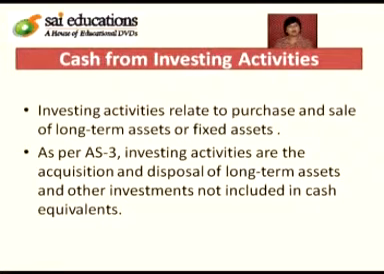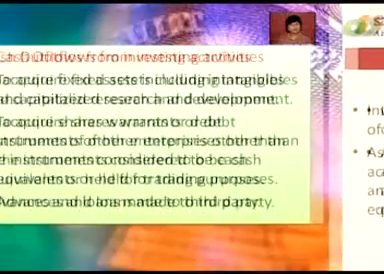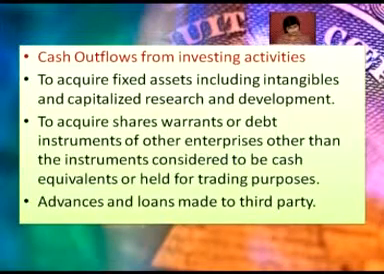Second is cash from investing activities. Investing activities typically relate to the purchase and sale of long-term assets, long-term fixed assets such as machinery, furniture, land and building, etc. And all the transactions relating to long-term investments are also known as investing activities. As per Accounting Standard 3, investing activities are the acquisition and disposal of the long-term assets and other investments not included in the cash equivalents. For example, cash outflows include payment to acquire fixed assets, including intangibles or capitalized research and development, cash payment to acquire share warrants or debt instruments of the other enterprises, other than the instruments which are considered as cash equivalent.